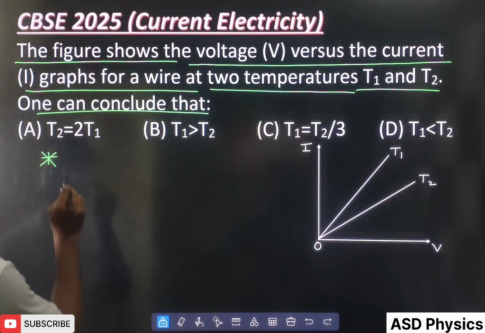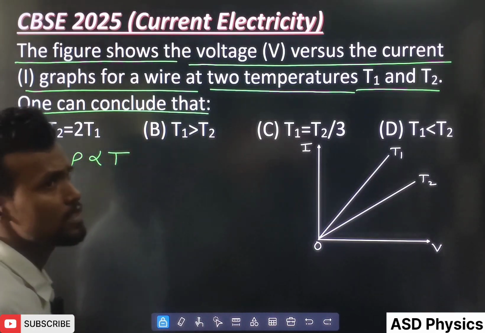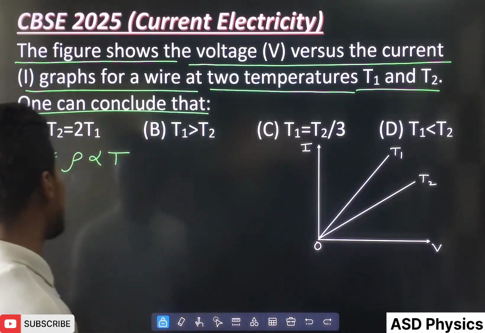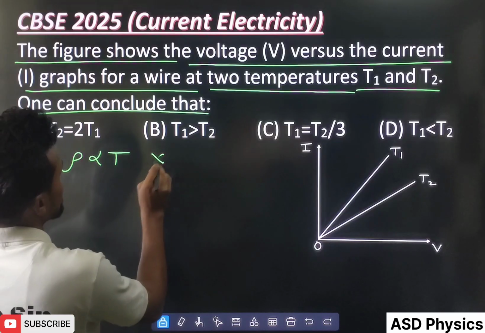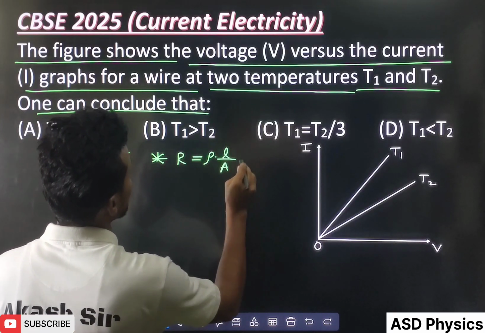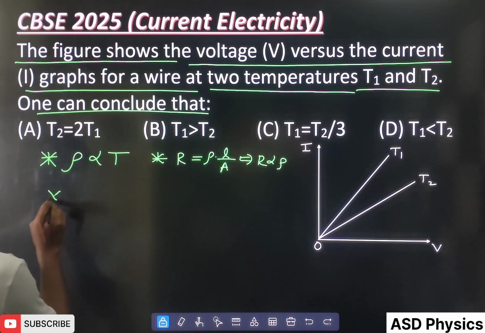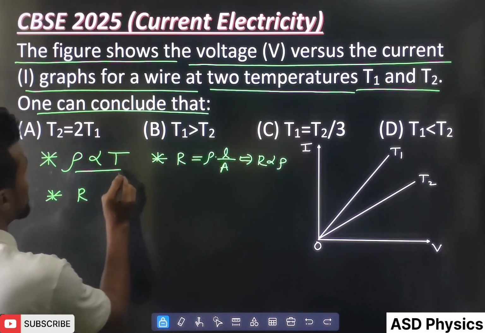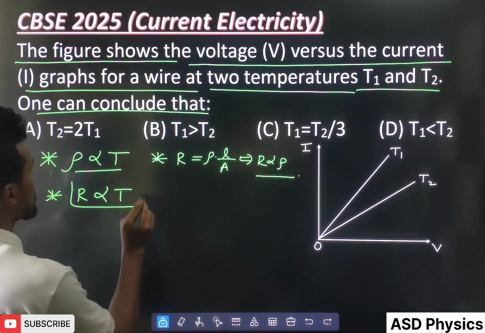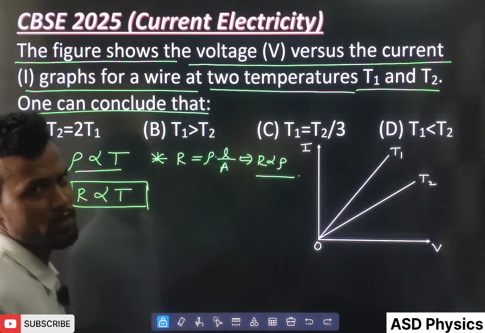So remember that for the conductors, you know very well, the resistivity of the conductor is directly proportional to temperature. I am talking about the ohmic conductor, okay, ideal conductors. And you know very well students, this resistance is also given by rho L by A, or we can tell R is directly proportional to rho. So hence we can write from this one and this one, this resistance is directly proportional to temperature. If the resistance of the wire is more, that means temperature is high.